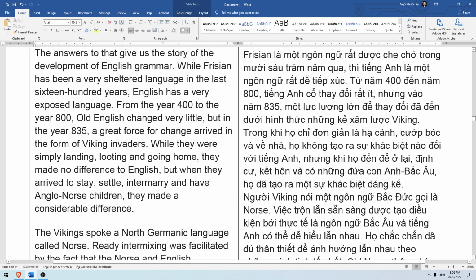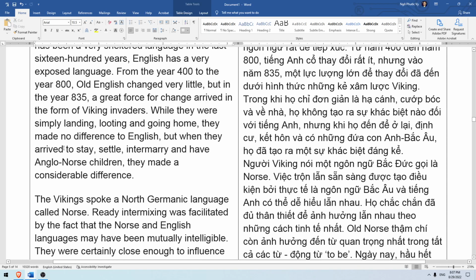While Frisian has been a very sheltered language in the last 1600 years, English has been a very exposed language. From the year 400 to the year 800, Old English changed very little, but in the year 835, a great force for change arrived in the form of Viking invaders.